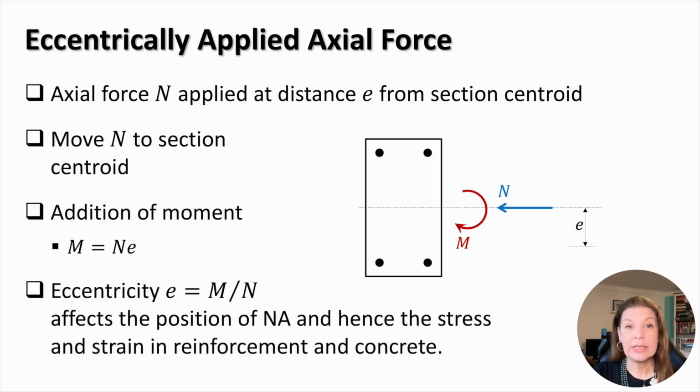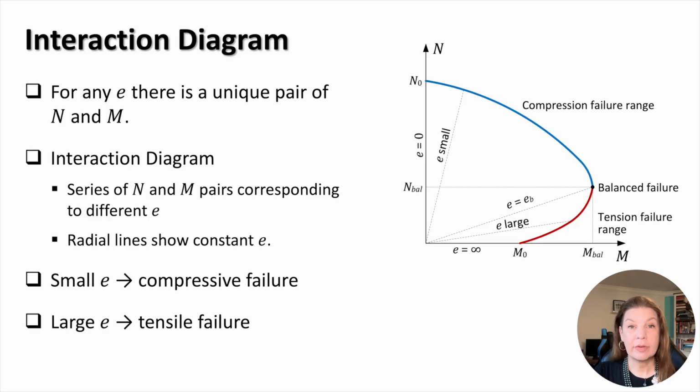Additionally, the eccentricity E affects the position of the neutral axis in the section and hence the stress and strain in reinforcement and concrete. In the ultimate limit state of a reinforced concrete section subjected to an axial force N and a moment M, each eccentricity E corresponds to a unique pair of the axial force and moment. As a result, a unique curve can be built. This curve is called an interaction diagram and represents a failure envelope.